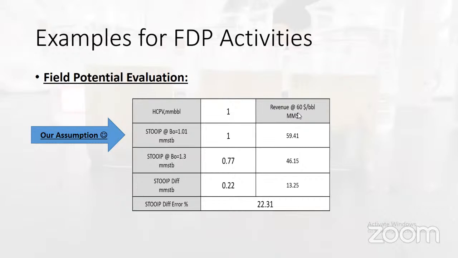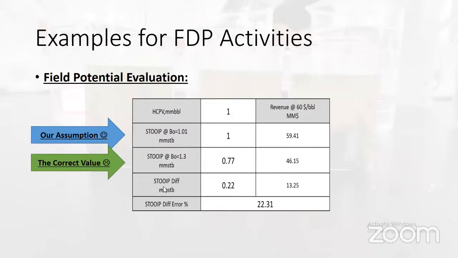So let's assume that the oil price is $60 per barrel. So that is our revenue. Great, congratulations. But what if your assumption is not correct and the correct value is 1.3 for the beta O? So in that case, that accumulation is equal to 0.77. So your revenue in that case will be $46 million.